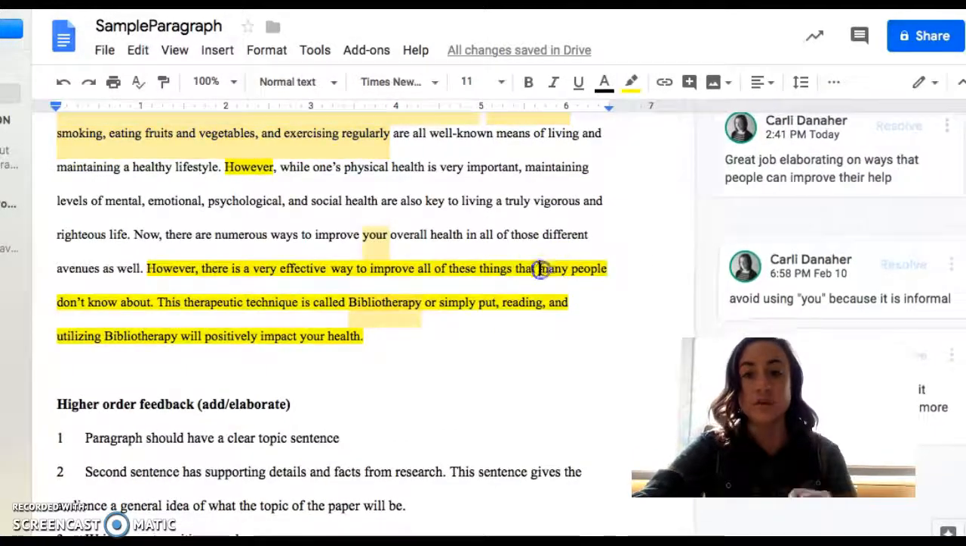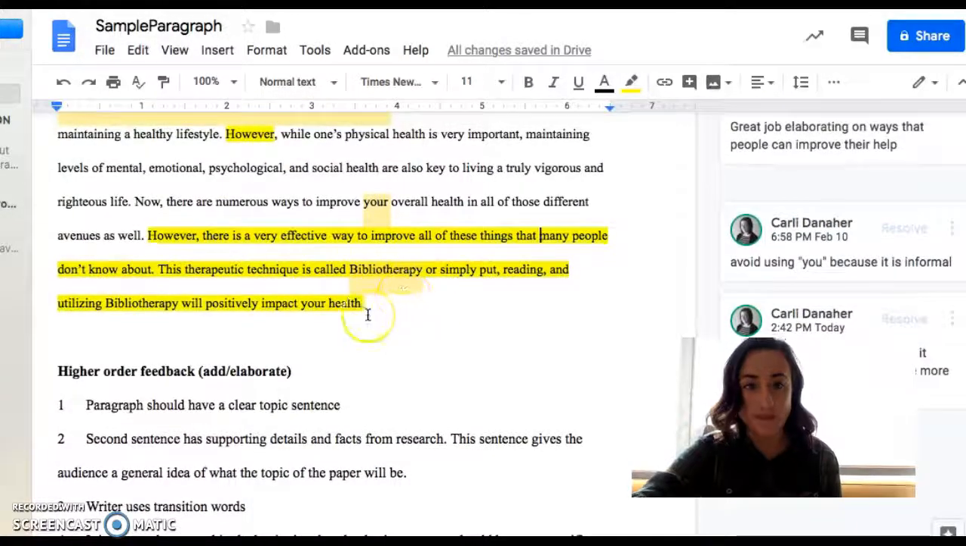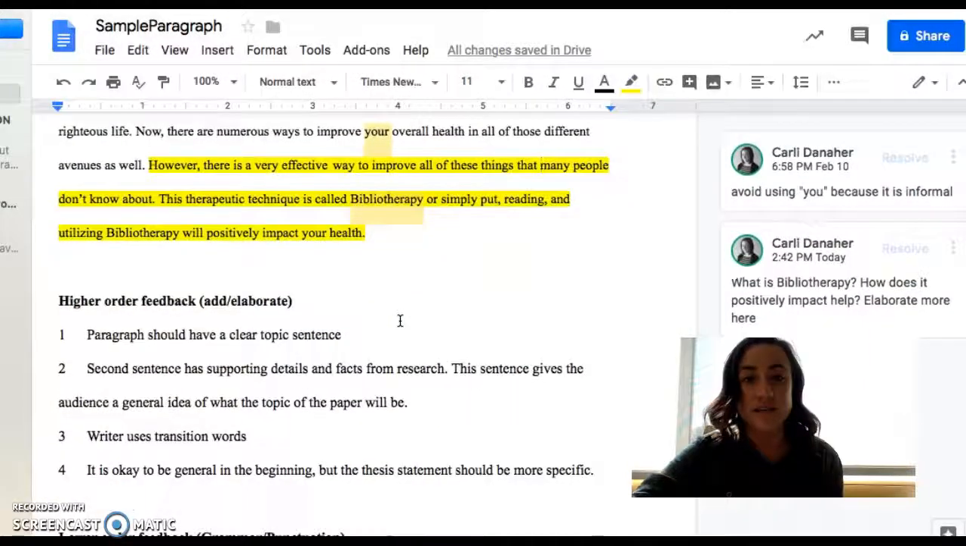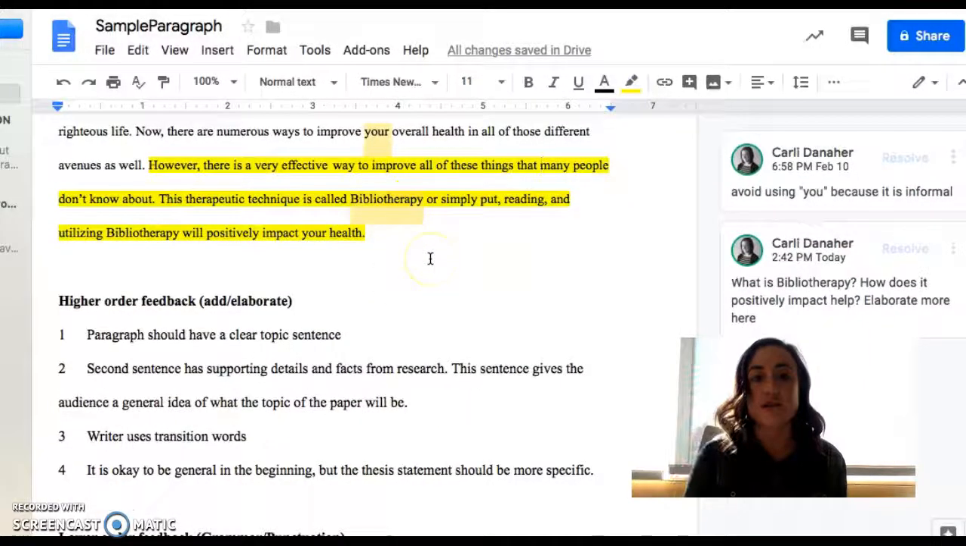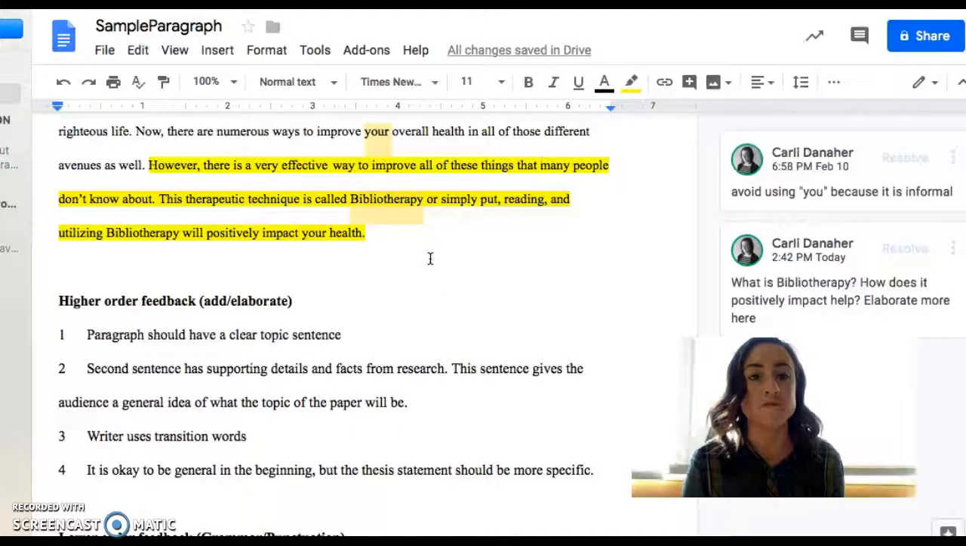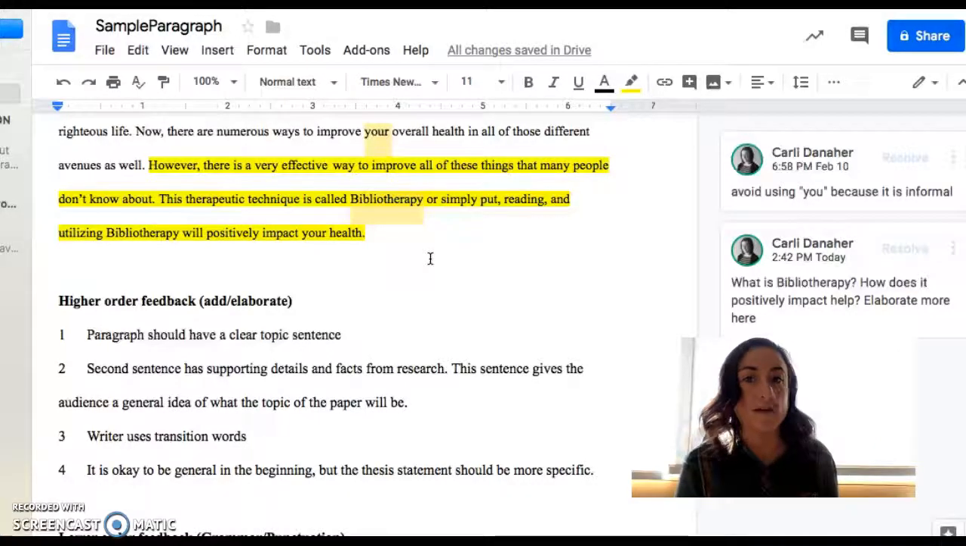One suggestion I do have is in the last sentence, which would be considered the author's or the writer's thesis statement. The writer says, however, there is a very effective way to improve all of these things that many people don't know about. This therapeutic technique is called bibliotherapy, or simply put, reading, and utilizing bibliotherapy will positively impact your health.